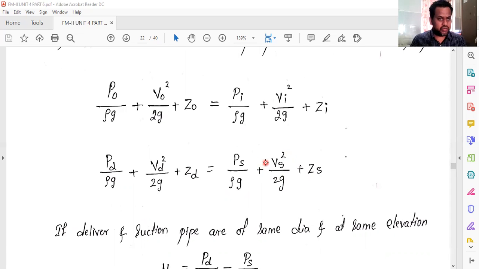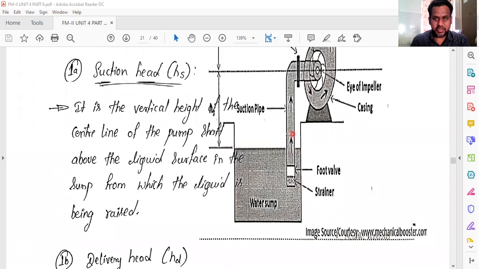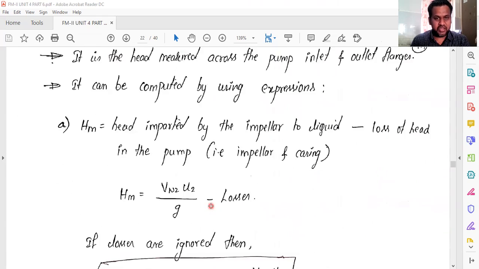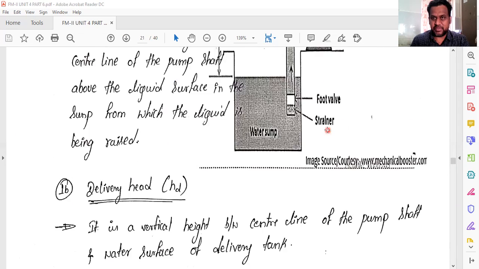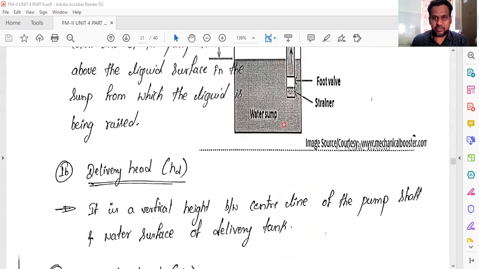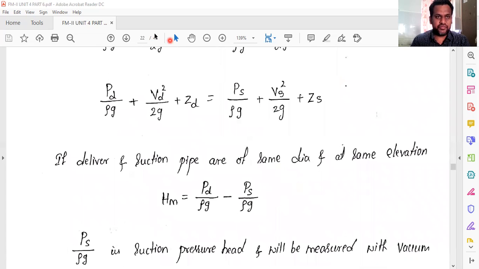Okay? So now, suppose the delivery and suction pipes are of the same diameter, and both are at the same level and the same elevation. In this diagram they are not at the same elevation, correct? So it is at one location, this is at another location. There is a vertical distance here.